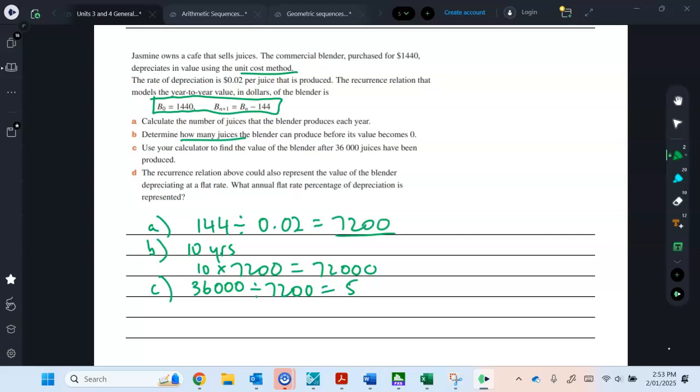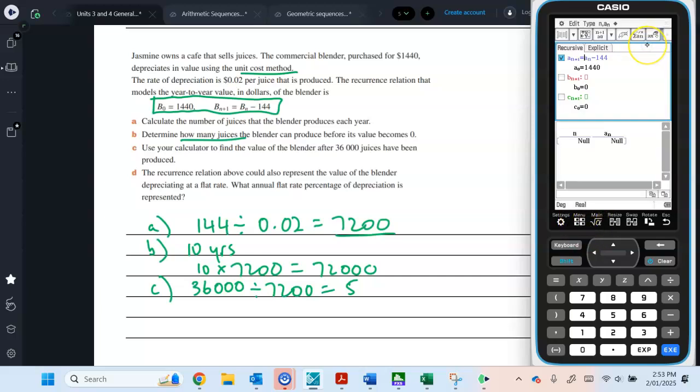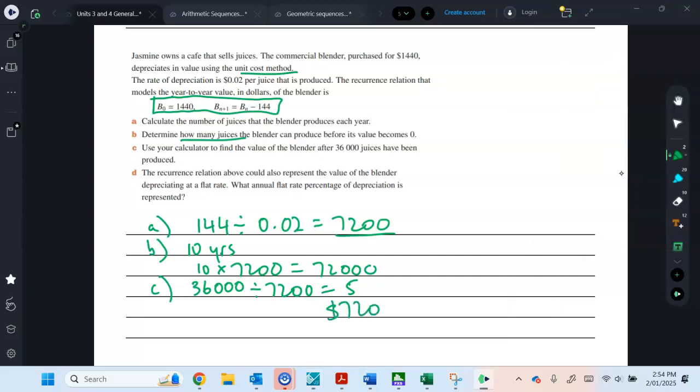The value of the blender. And then it's just like, what are we doing? Going back to my sequence. All right, we can just pop that back on. So $720. Now, I don't like all these answers because they all look the same and you start doubting yourself, but we can be confident that they're correct.